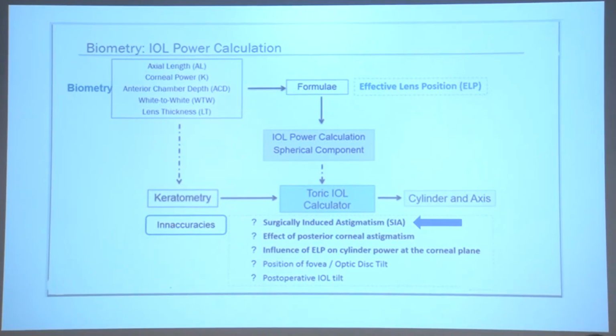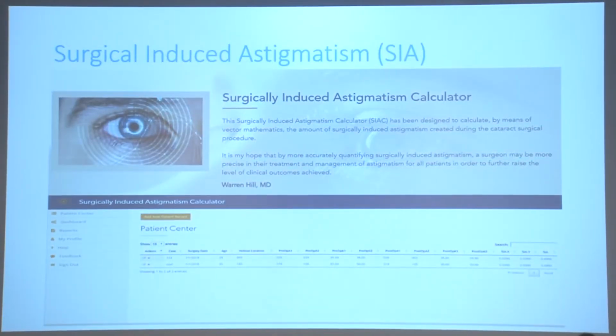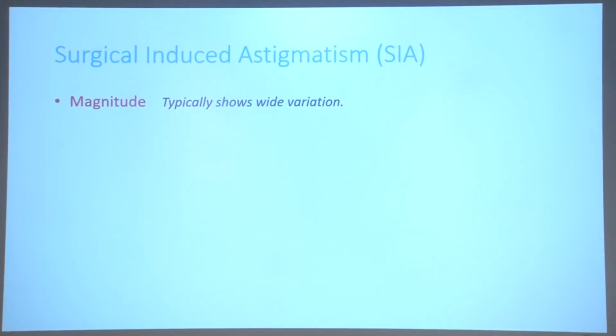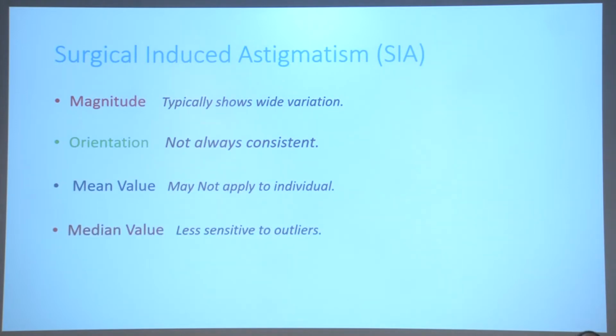First is SIA. Everybody knows SIA. For any website, go for the SIA calculations, get your SIA done. But the problem with the SIA was the magnitude. It typically shows wide variation. Dr. X is operating, he is getting the SIA with the 2.4 millimeter incision as 3.32, and somebody else is operating and he is getting 0.20. So the magnitude typically shows wide variation. Orientation was also not consistent. Which axis it was giving was also not consistent. Mean value is not to be applied for an individual, but the median value was less sensitive to outliers. So many outliers will be there, even though you are calculating hundreds of data for your SIA values.